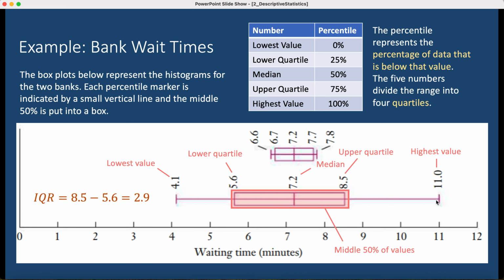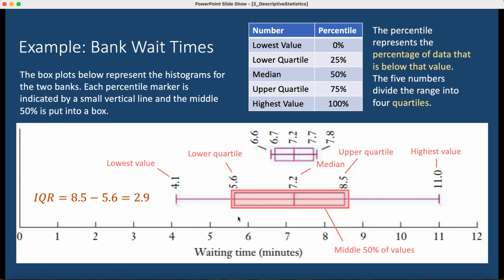And so we have one bank here plotted on the bottom. It goes from 4.1 to 11.0 minutes of wait time. The middle 50% is between 5.6 and 8.5, and the median is 7.2. Now for the other bank, the data starts at 6.6 and goes up to 7.8. The IQR is from 6.7 to 7.7 with a median at 7.2. So these 2 banks have the same measure of center when you're using the median, but very different spread, right? This bank here has a very narrow spread. This has a large spread.